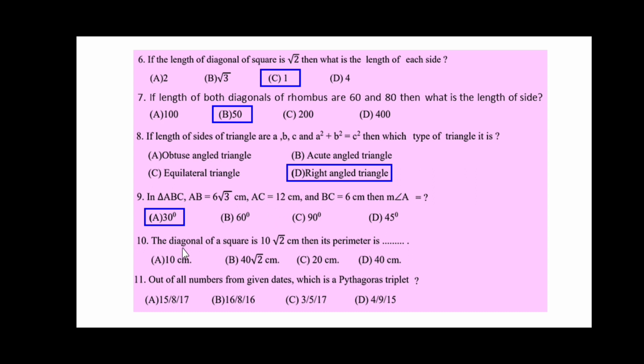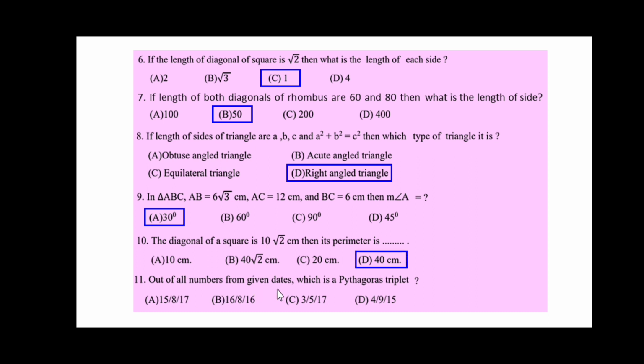The diagonal of a square is 10√2 cm. Then what is the perimeter? As the diagonal is 10√2, the side will be 10 cm, and the perimeter is the addition of all sides. So 10 plus 10 plus 10 plus 10, that is 4 into 10 in short, that will be 40 centimeter.